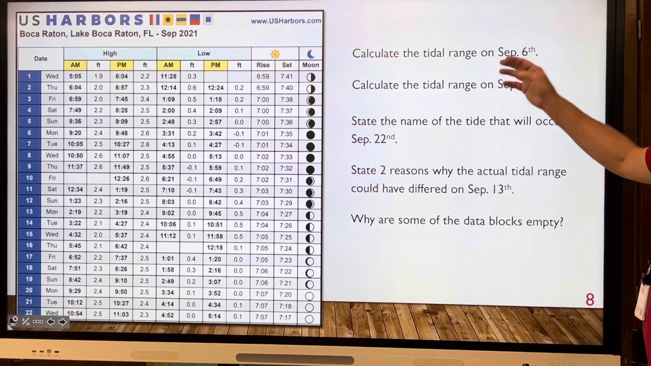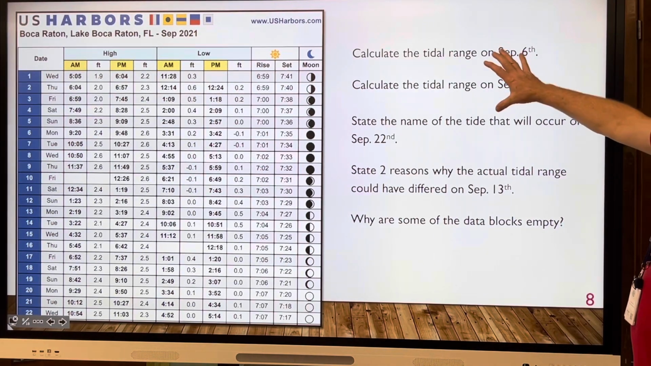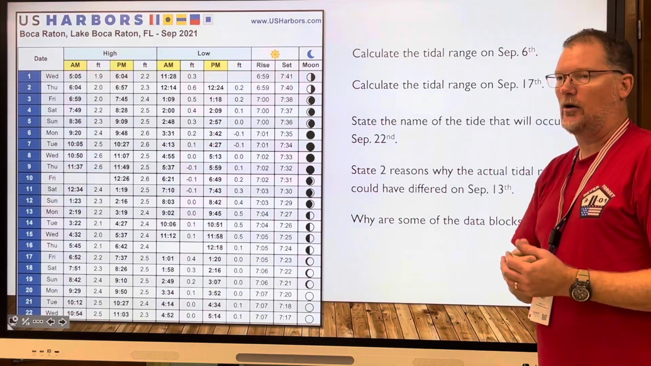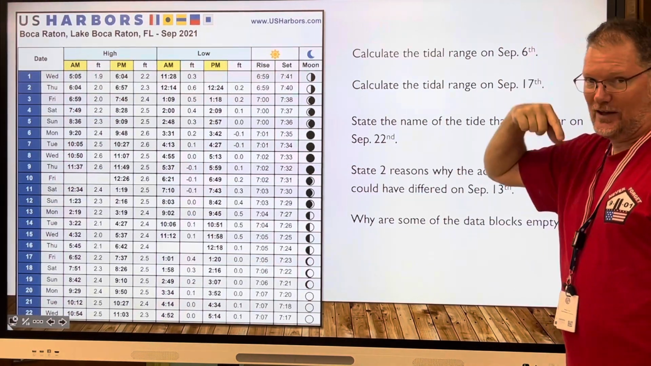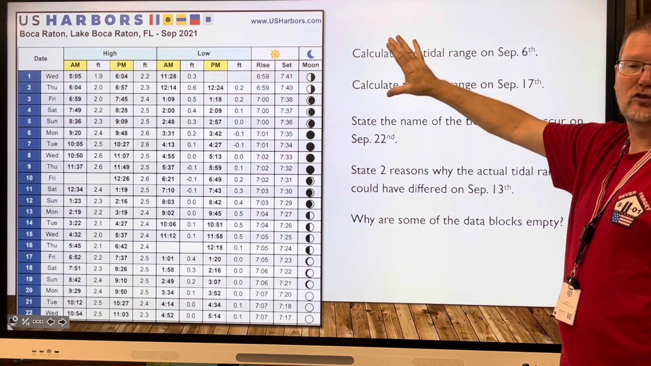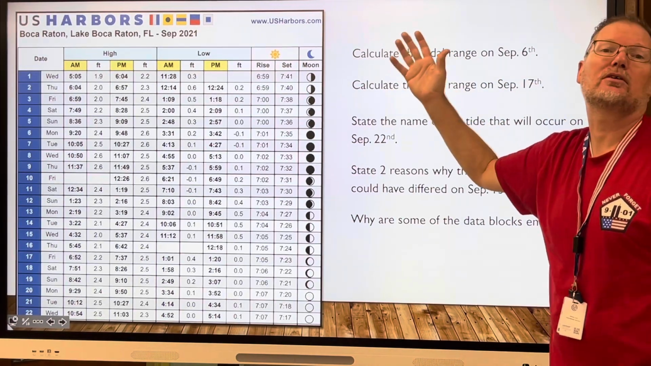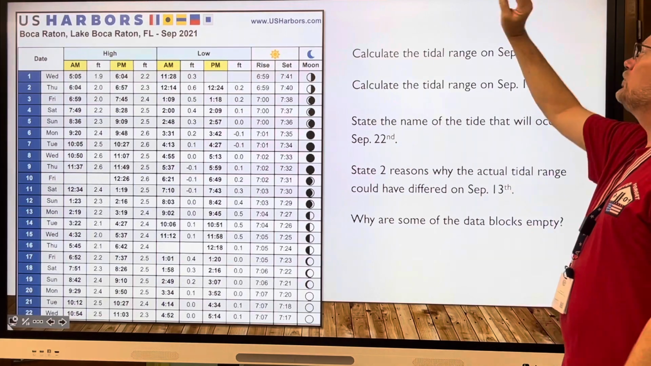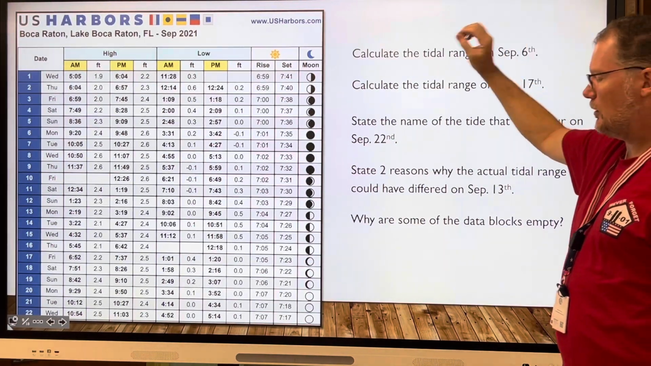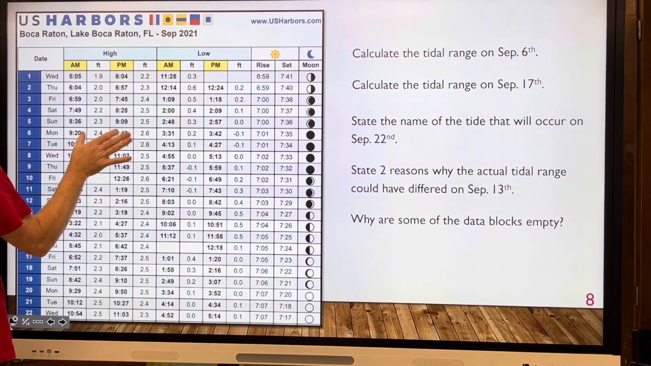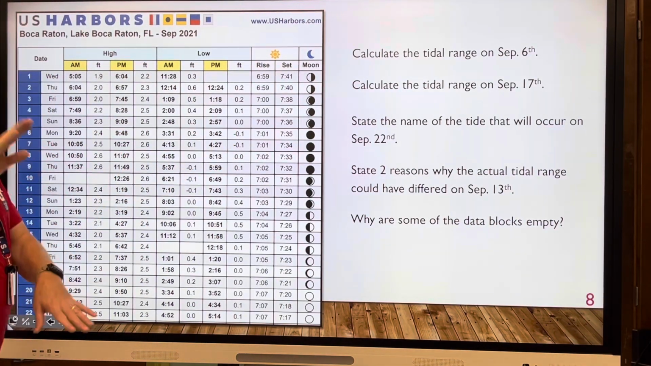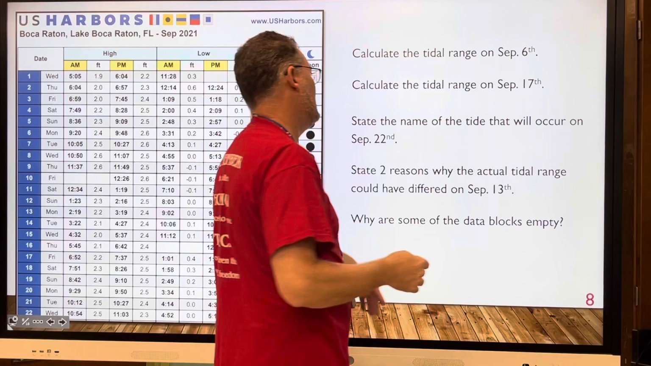So, calculating the tidal range. Don't do this now, but you can go back in your notes and do this later when you learn how to do it. These are some questions you may have on a test. Hint, hint. Calculating the tidal range on September 6th: you find September 6th, and you find the highest and the lowest for the day, and that would be the range. It's simple. Same thing on the 17th.